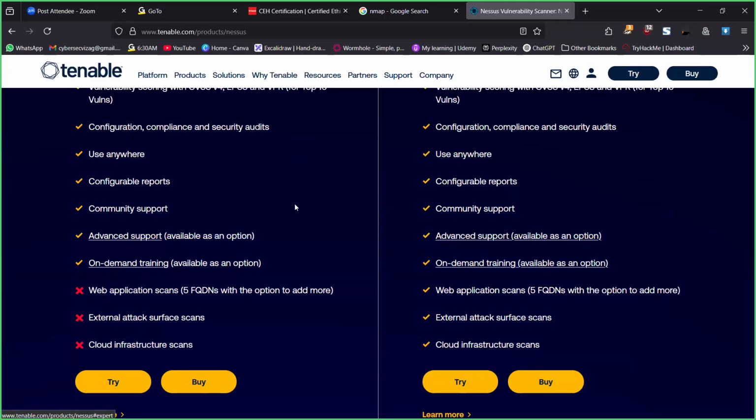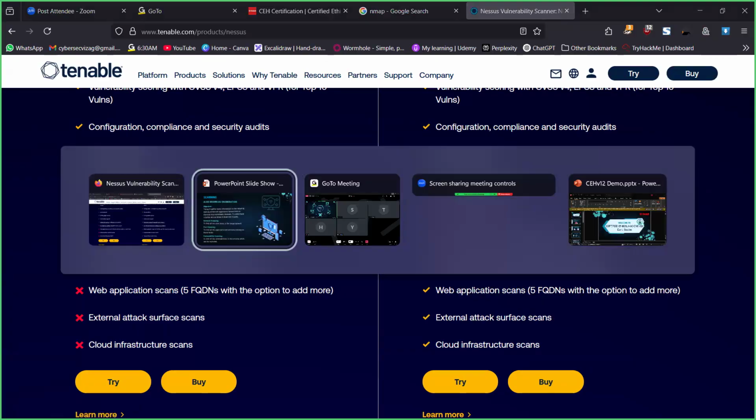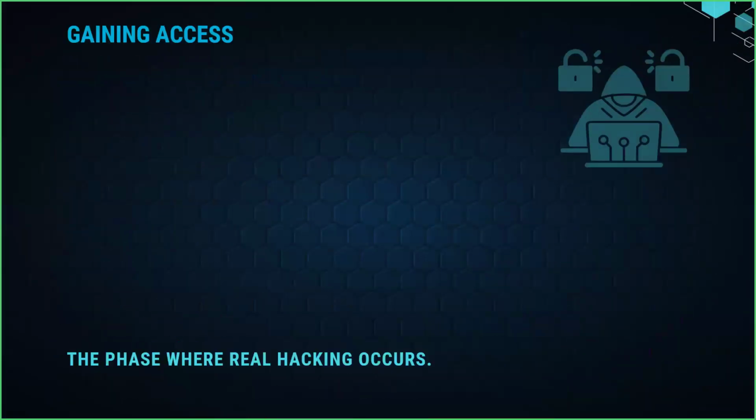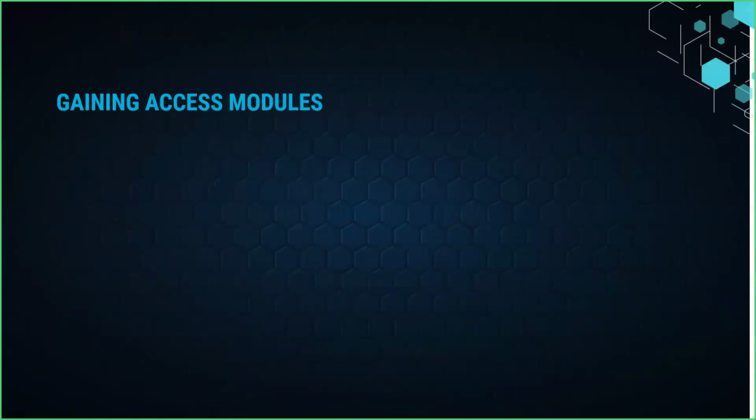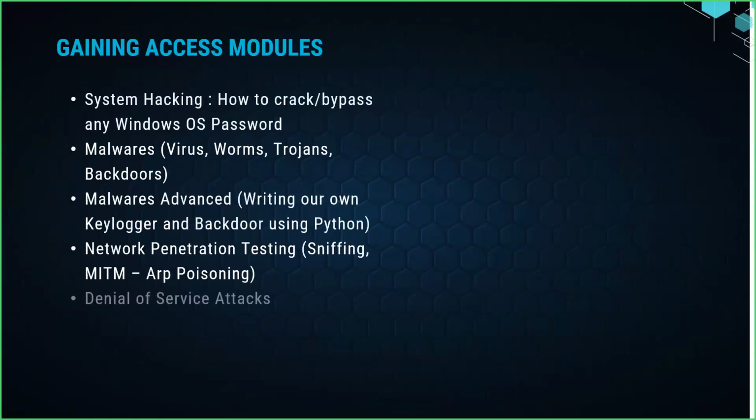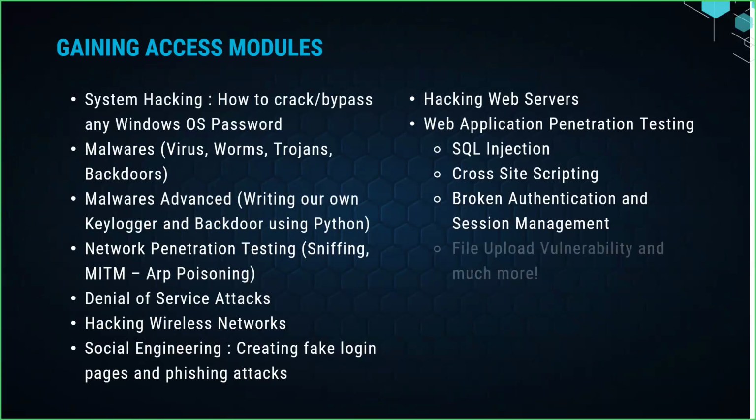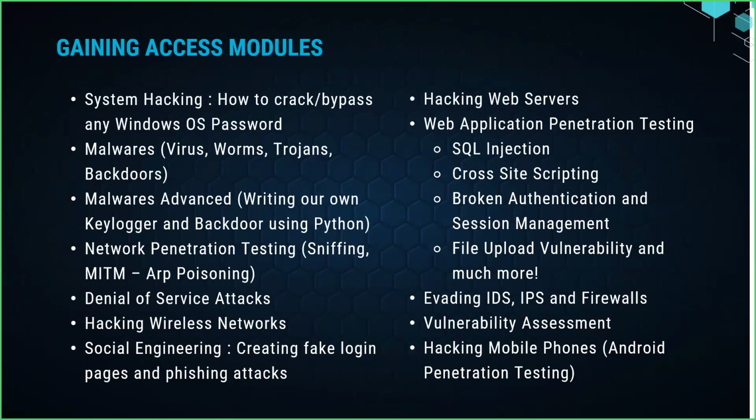That is where we have the next phase called gaining access, the phase where the real hacking occurs. Attackers or penetration testers now use the vulnerabilities found in the earlier phases to attack a certain application, a certain system, or the entire network of the organization. This is the phase where you try to attack each and every type of device. I would say this is the core of the subject, and it covers a vast variety of topics. I'm going to cover each of these slowly and explain what each of them means.